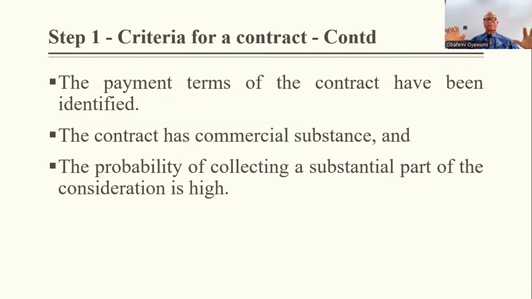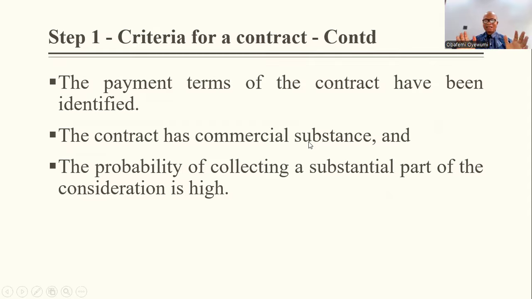There must be contractual terms, and then these contractual terms, especially that has to do with payment, must be identified. How is this service going to be paid for? How is this good going to be paid for? They must be identified. Number 5 is that the contract has commercial substance.